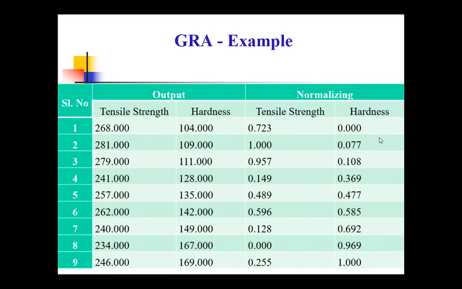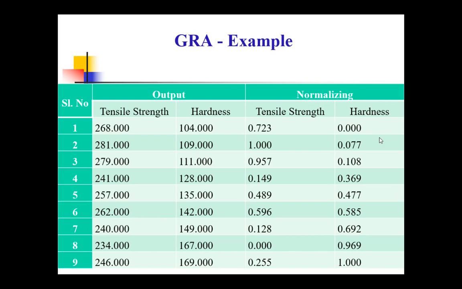The first step is the data pre-processing and normalizing process in gray relational analysis, that is converting all the values to between 0 and 1. In the normalizing sequence, for tensile strength and hardness, you can see the minimum value will be 0 and the maximum value will be 1. In between, the other values will be there. Similarly for hardness. Coming to the output, in tensile strength, the maximum tensile strength occurs in experiment number 2.